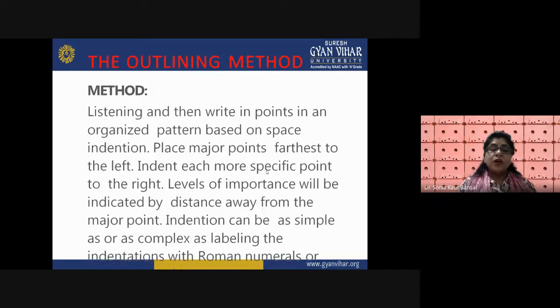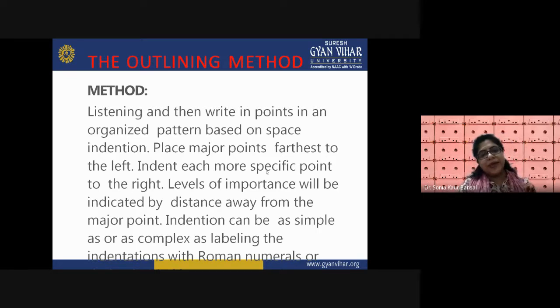In that way we are outlining. Now how it is done: when you are listening in the classroom, you write points in an organized pattern based on space indentation. Those students who work on computers must know what indent is, and it is used for making a proper margin for whatever content you write. So place major points to the left. Whatever is very, very important, the major point, you write at the left side, and then indent each more specific point to the right. So most important at the left, and least important at the right. Levels of importance will be indicated by distance away from the major point.